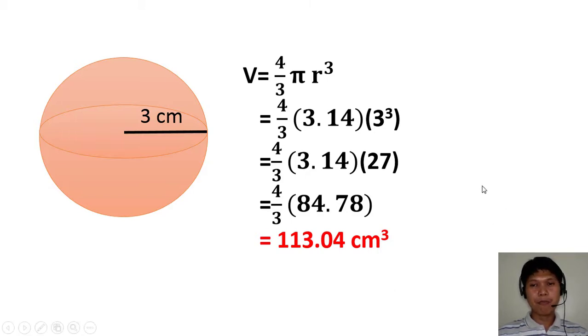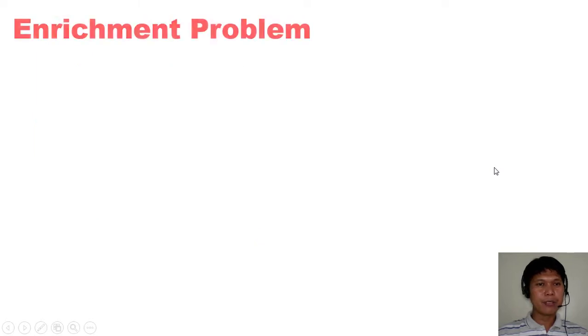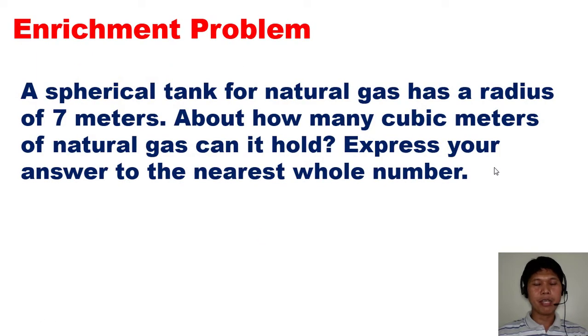Okay, so this time, gaya ng dati, may bibigay akong isang enrichment problem, and pwede nyong i-comment sa comment section below ang inyong answer. A spherical tank for natural gas has a radius of 7 meters. About how many cubic meters of natural gas can it hold? Express your answer to the nearest whole number. So answer nyo is whole number lang. So kagaya kanina, kung 113.04, 113 lang yung answer. Cubic units.